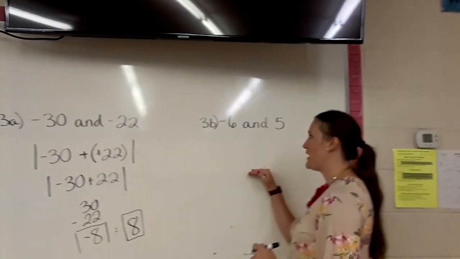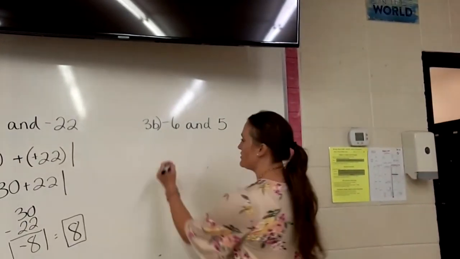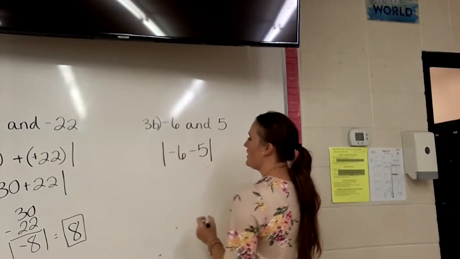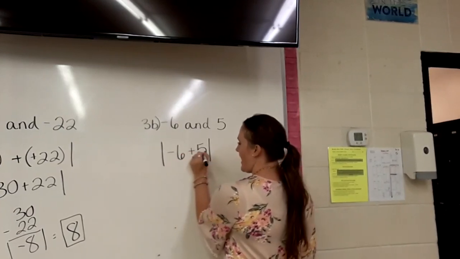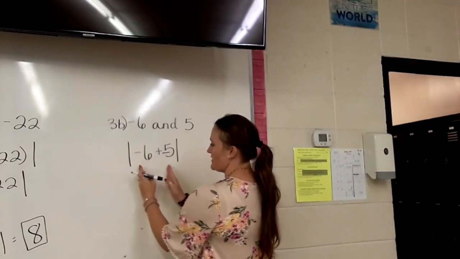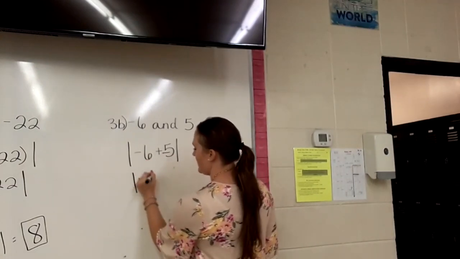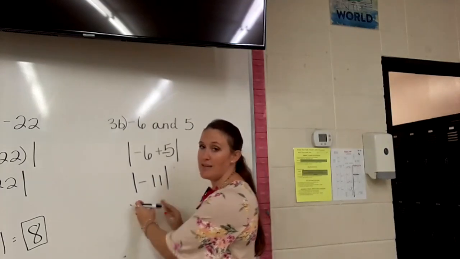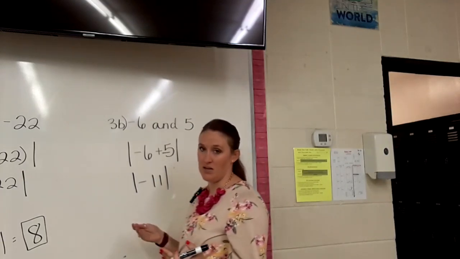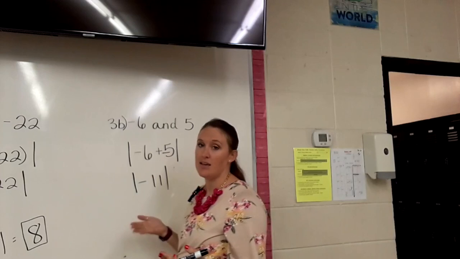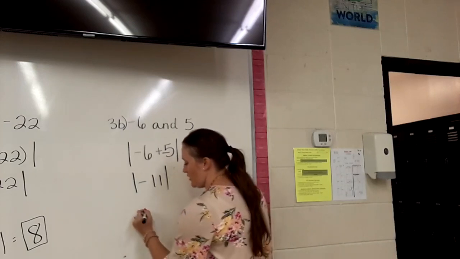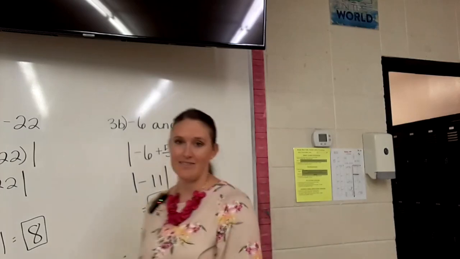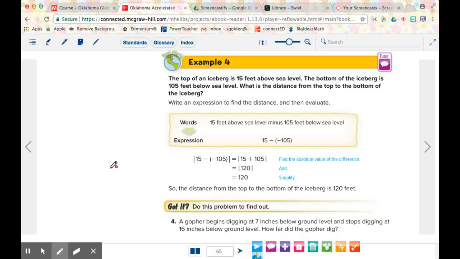So looking at B, now we have negative 6 and 5. So again, I have the absolute value of negative 6 minus 5. Change the sign, add a line. I'm adding with the same sign, so you add and keep that sign. Since absolute value means a number's distance away from 0, and we already know distance is never negative, that's why it always becomes a positive answer. So 11.